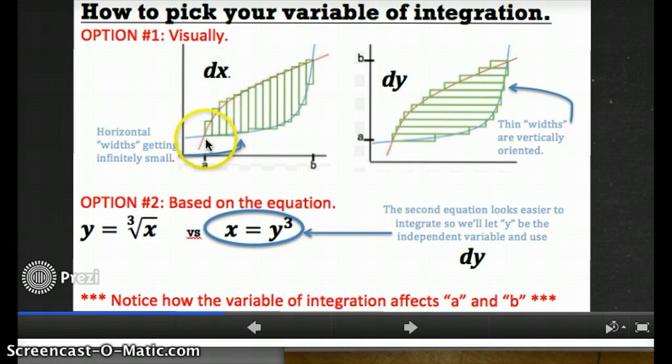When we use dx, you can think of your rectangles as being oriented vertically, which means that your actual integral function is going to be a top function minus a bottom function. If we use dy, we orient the rectangles horizontally, which means your actual integral expression is going to be the right-hand side minus the left-hand side. You can also do this based on the equation. 90% of the time you should just think about which picture makes more sense, but you can also notice that sometimes an equation is easier to work with when you solve for x as opposed to solving for y. If you find yourself wanting to solve for x, it means that you want y to be the independent variable, which means you would probably want to choose dy.